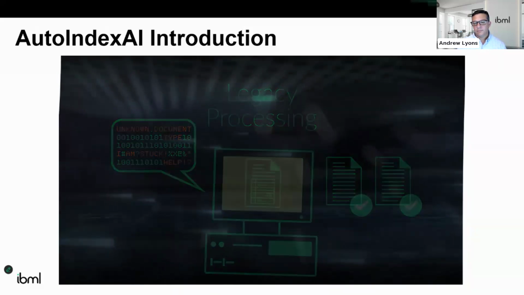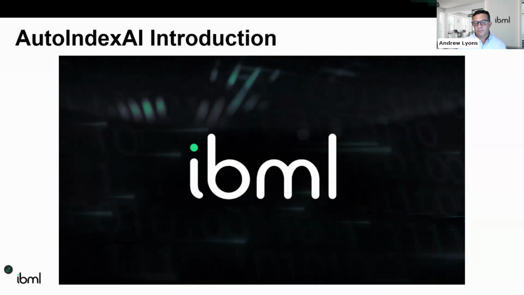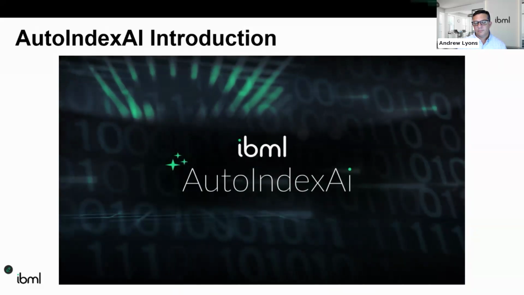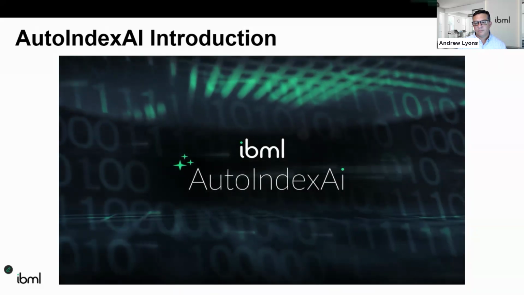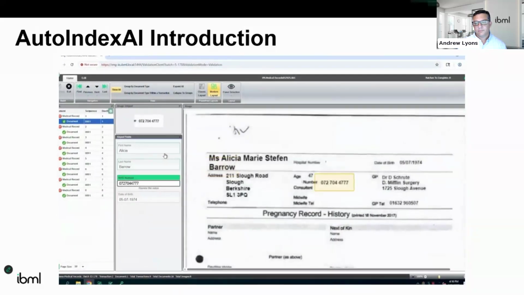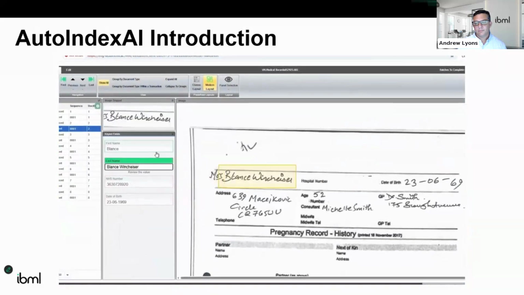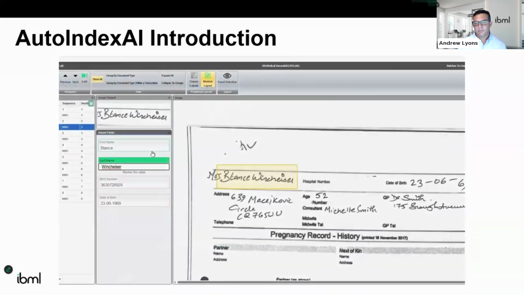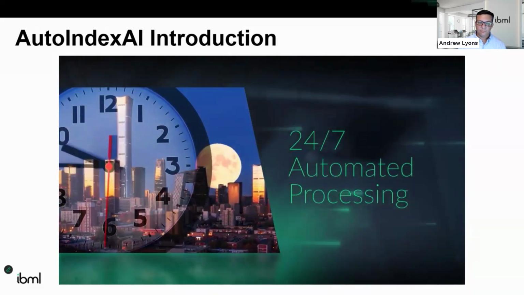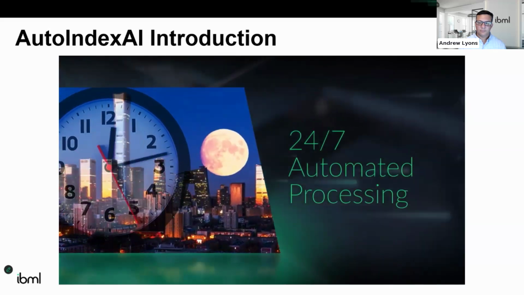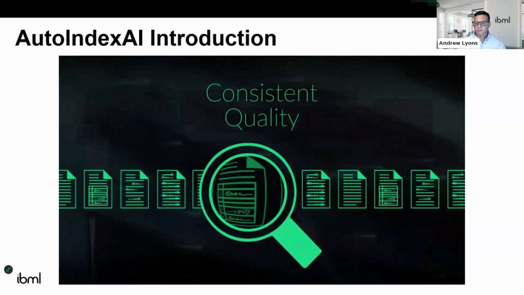If that sounds familiar, ibml is here to save the day as your trusted partner. Introducing ibml's AutoIndexAI module for the ibml Capture Suite. Powered by generative AI, this on-premises solution uses natural language prompts to extract and index data from virtually any document type quickly and accurately. With 24/7 automated processing, AutoIndexAI keeps things moving smoothly. No manual effort needed. You get consistent quality with built-in advanced error detection.